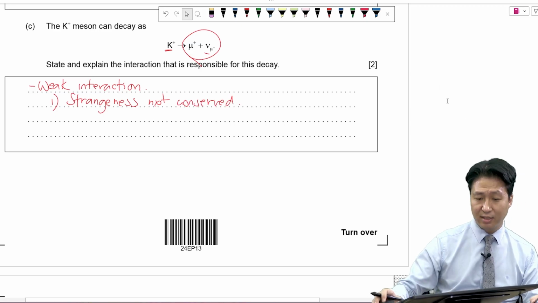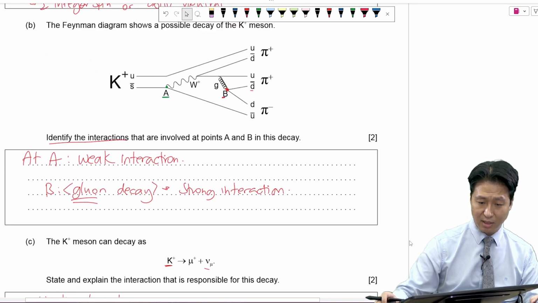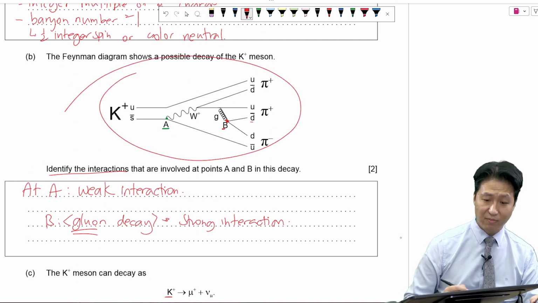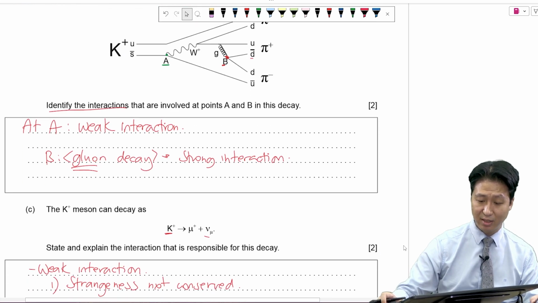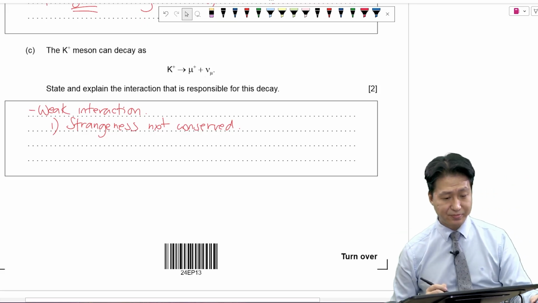Now, just as a side comment, this interaction they're talking about here in part C is not the interaction described by this Feynman diagram. Notice this Feynman diagram creates positive pions and negative pions, which is not the case here in C. So don't try to apply that diagram in this problem.